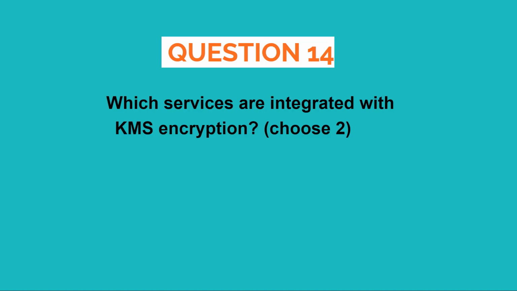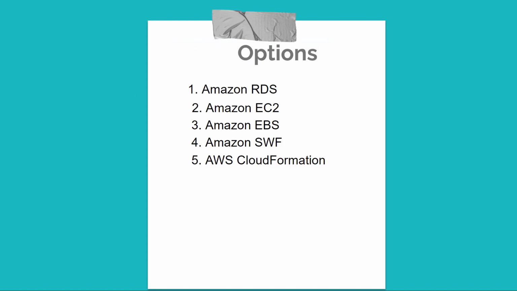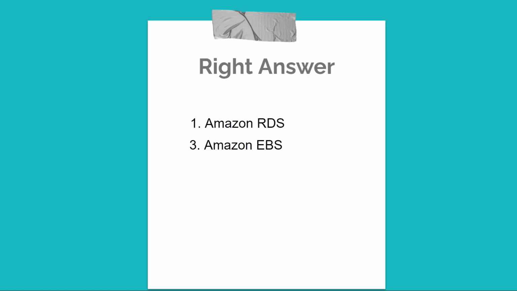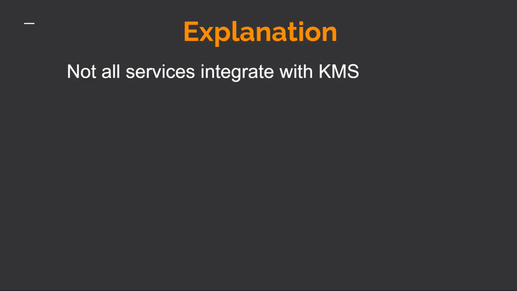Question 14. Which services are integrated with KMS encryption? Choose 2. Option 1. Amazon RDS. 2. Amazon EC2. 3. Amazon EBS. 4. Amazon SWF. 5. AWS CloudFormation. Right answer is 1. Amazon RDS. 3. Amazon EBS. Explanation. Not all services integrate with KMS.